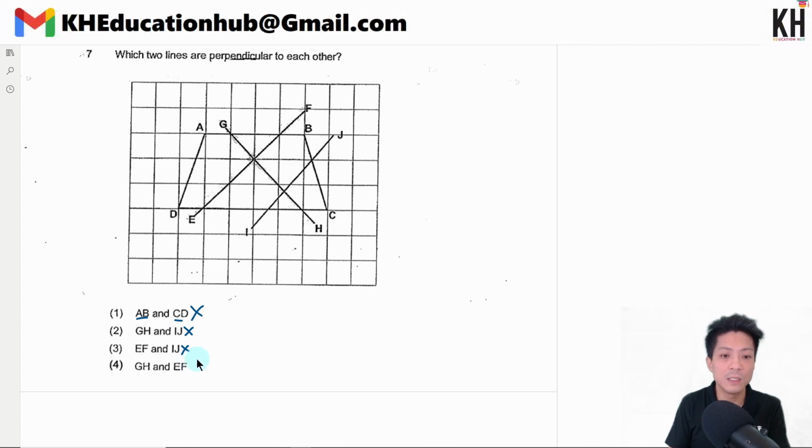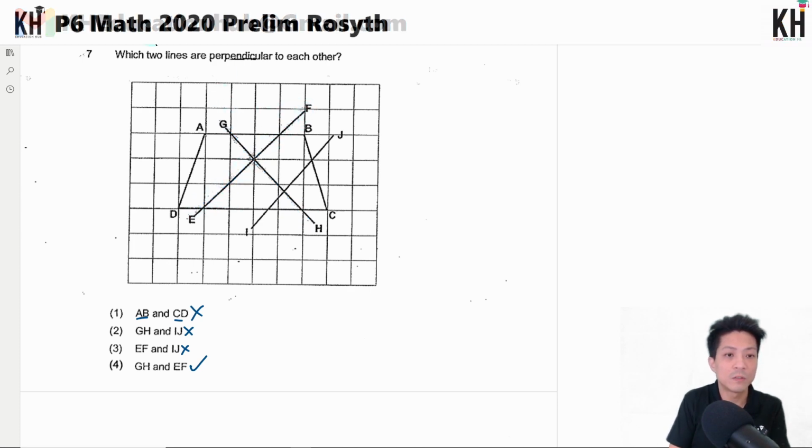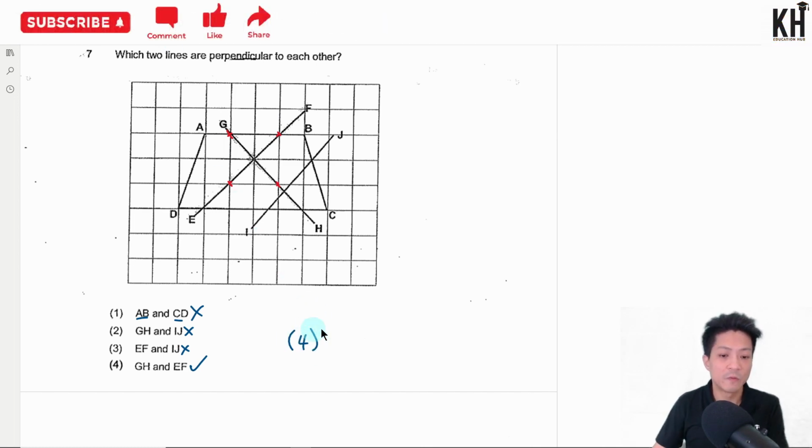Okay, GH and EF is basically the first one which I was talking about. GH here and EF here. It's pretty obvious if you can see that they are crossing through the corners of the grid like this. So the answer is number 4.